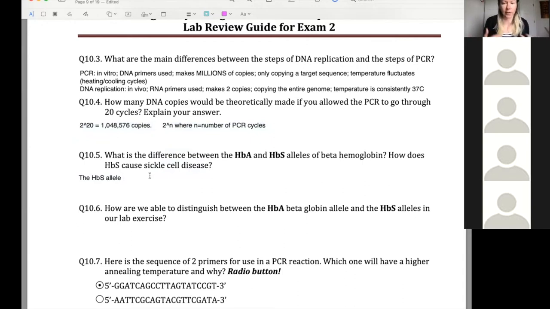Was it a large difference? Alex, you got it. A single amino acid change. The HBS allele differed from the HBA in a single amino acid. I believe it's amino acid 7, the 7th from the beginning of the protein sequence. And then how did this single amino acid change translate to sickle cell disease? What was the consequence of this amino acid change?